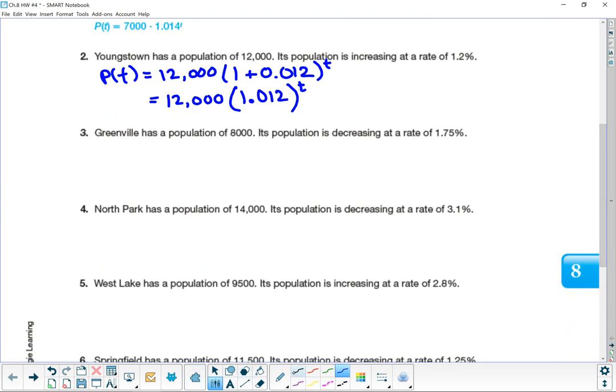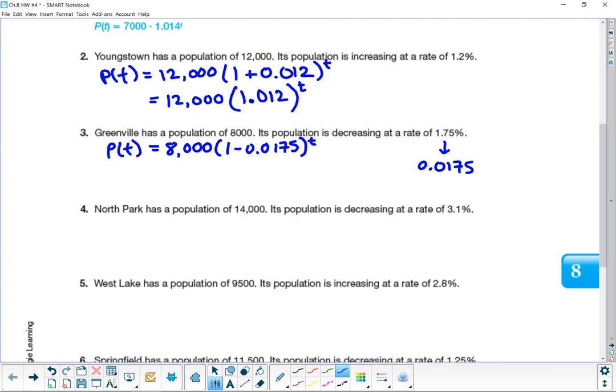Okay, number 3. We've got Greenville has a population of 8,000. Its population is decreasing at a rate of 1.75%. So P of T equals 8,000, and then 1 plus, well, this is actually decreasing, so we're going to go 1 minus, right? Or you can do it ahead of time if you want. You can go 100% minus 1.75%, but we can also do 1 minus the percent. So 1.75% converts to 0.0175. So we can also do 1 minus 0.0175, and to the t power.